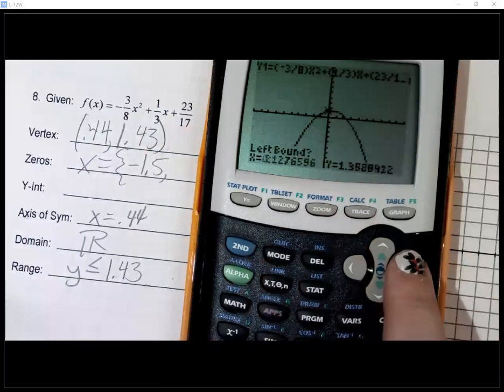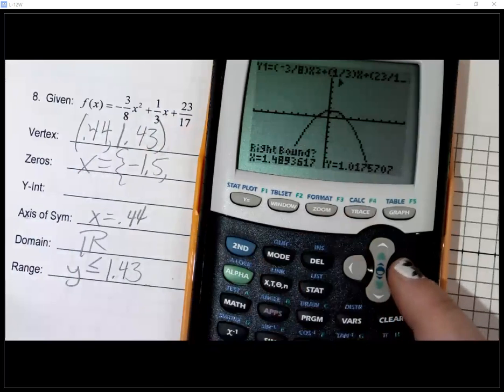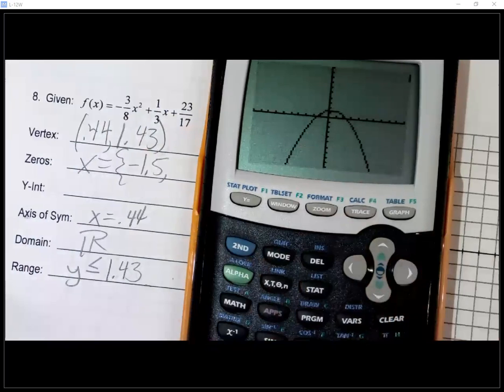Show them on the left-hand side of that intercept. Show them on the right-hand side of that intercept. 2.40.